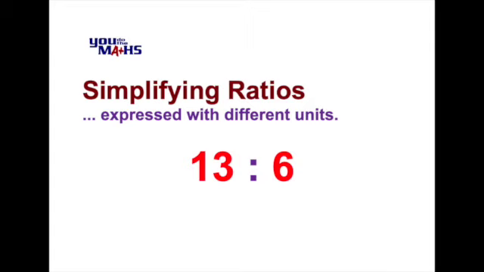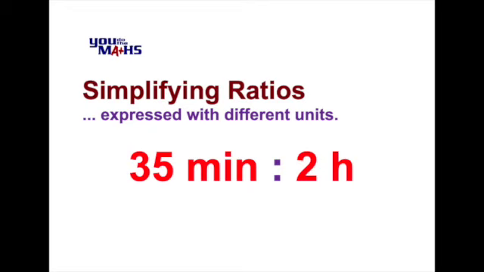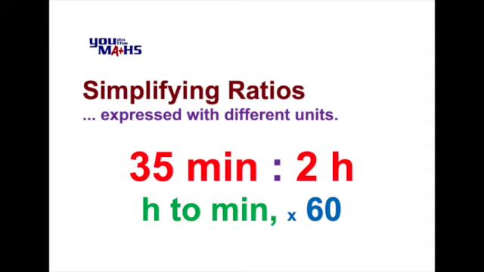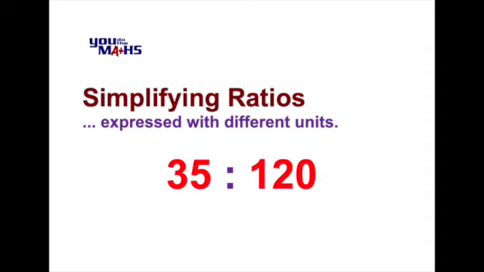Now in the next example, we've got units expressed in time. We've got minutes and we've got hours. And using the same thinking as before, the simplest thing to do would be convert the hours to minutes. In other words, make the 2 hours a much larger number rather than make the 35 minutes into a decimal value. So if we do that, we need to change the hours to minutes by multiplying by 60, because there's 60 minutes in an hour. So this gives us 2 multiplied by 60, which is 120 minutes. And our ratio now, which can be expressed without the units, is 35 to 120.